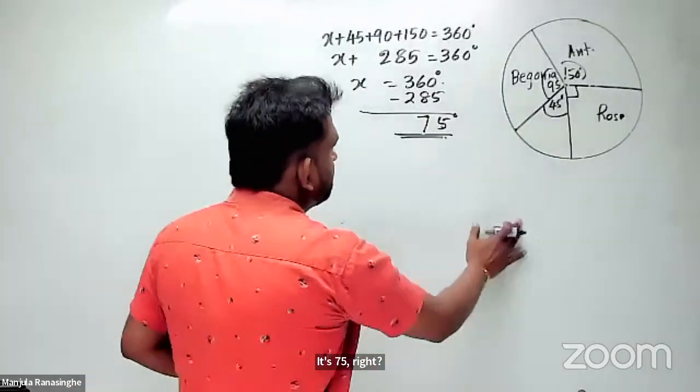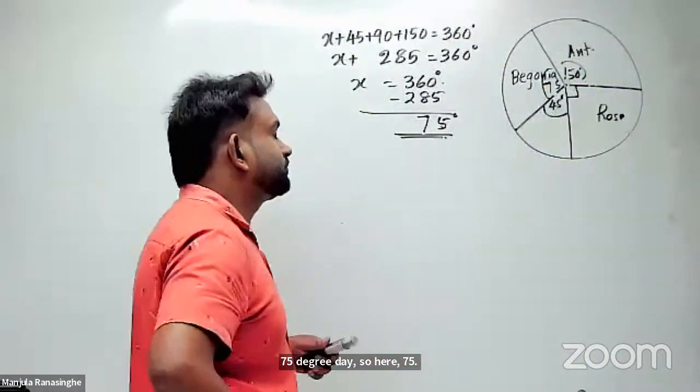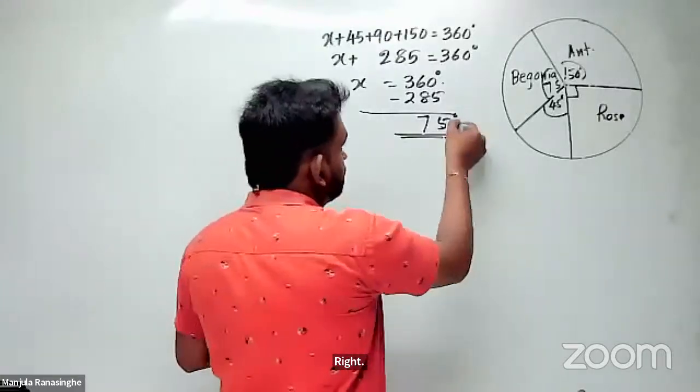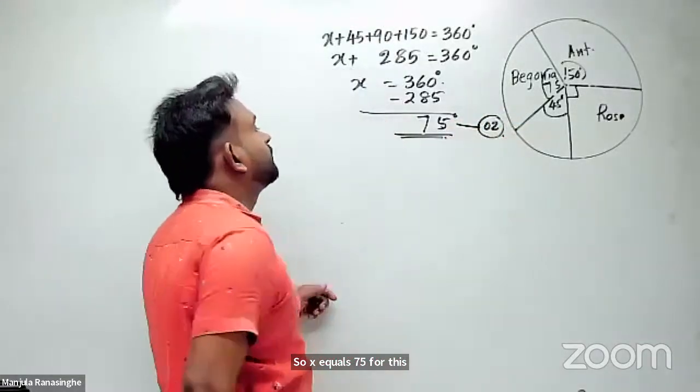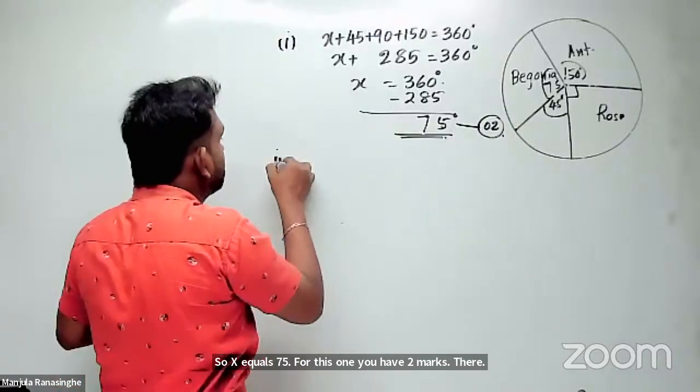75 degree there. So here 75. Okay, that is 75. Right. So x equals 75. For this one, you have 2 marks there. That is fine. That is the first part. Okay, you got the concept.